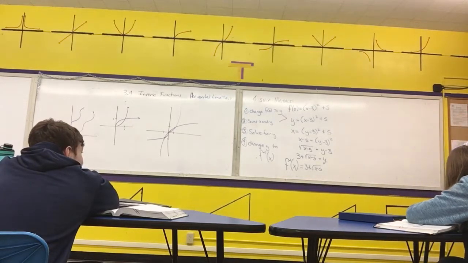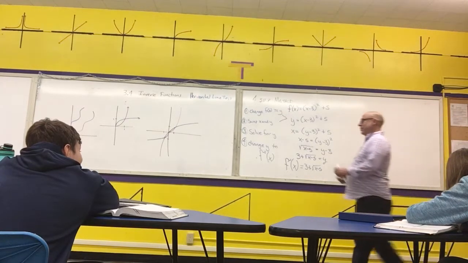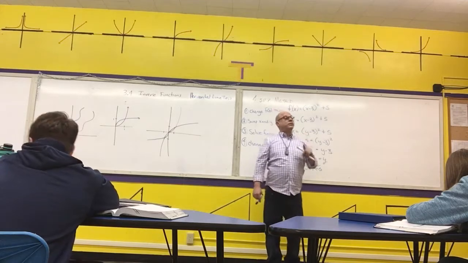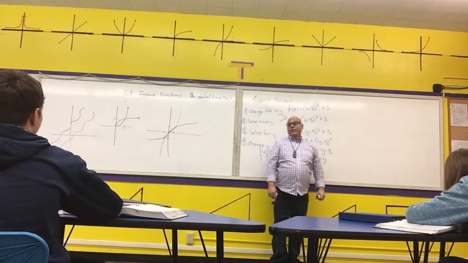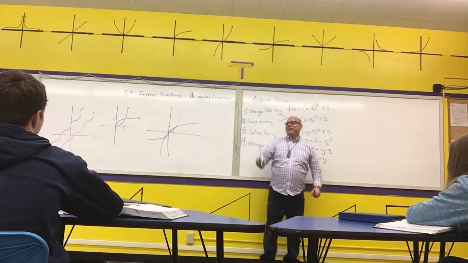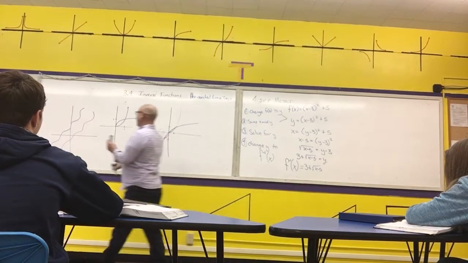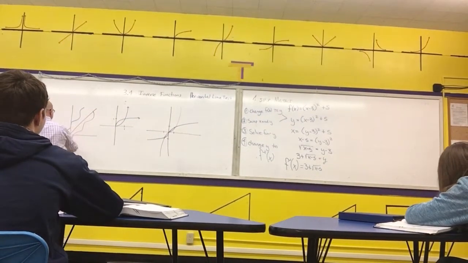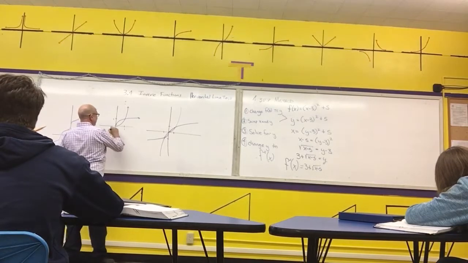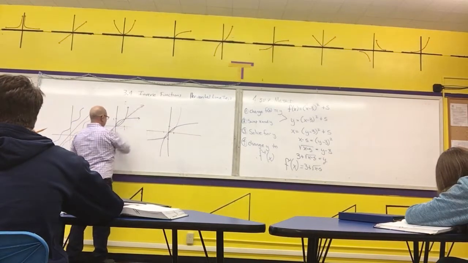The little dippy thingies go inside the other little dippy thingies. They're reflections of each other. Across what? The origin? The y equals x line. Bingo. Oh my god, I said something smart. That's why I said the origin, because I didn't know how to say it.